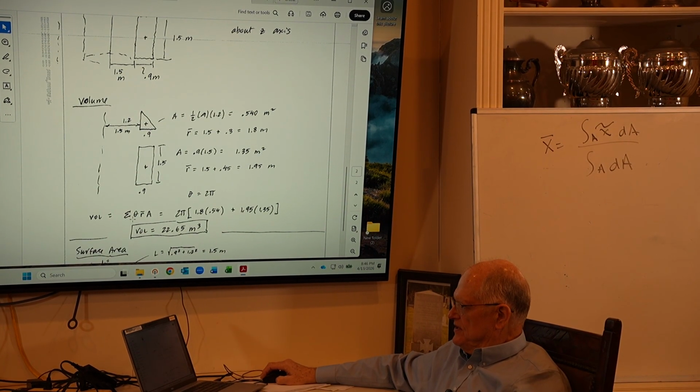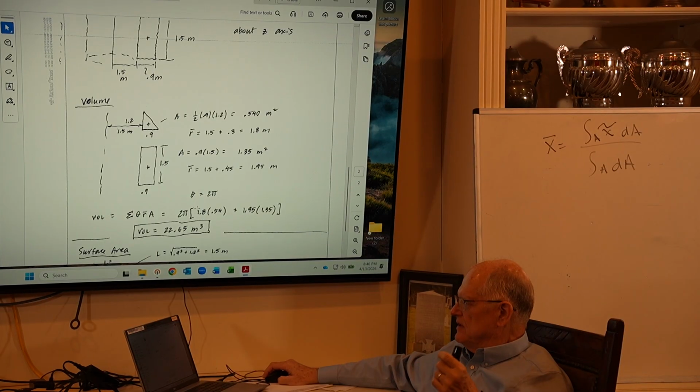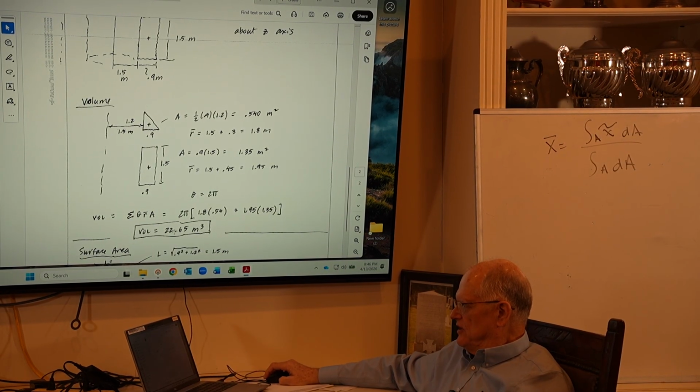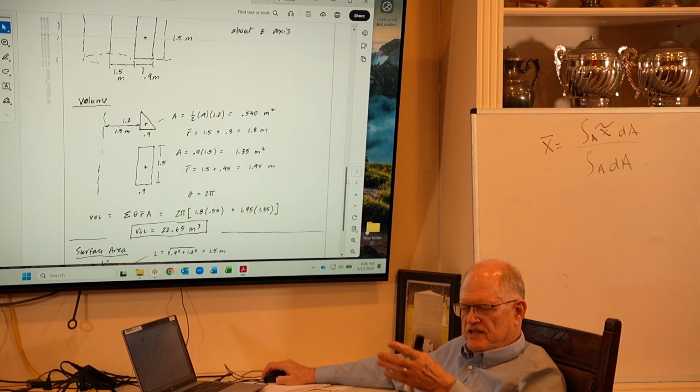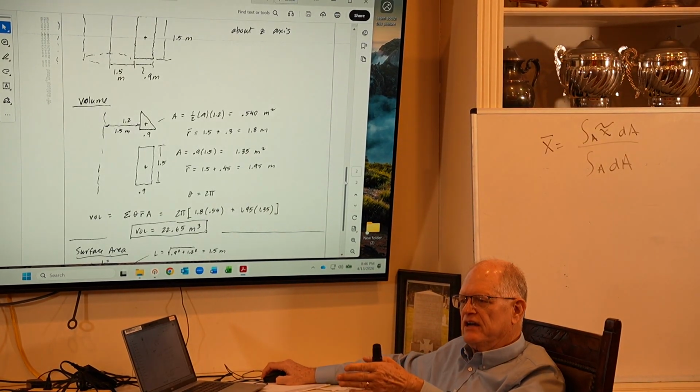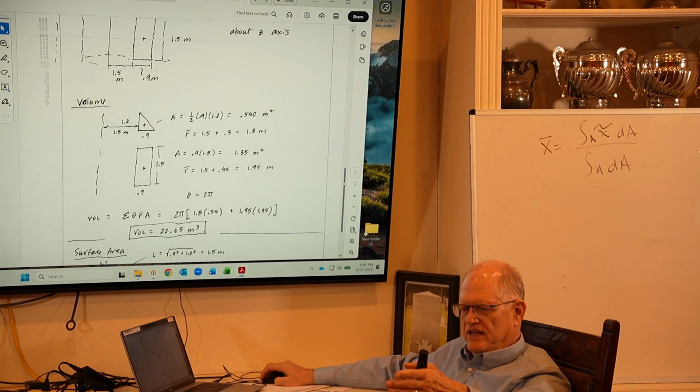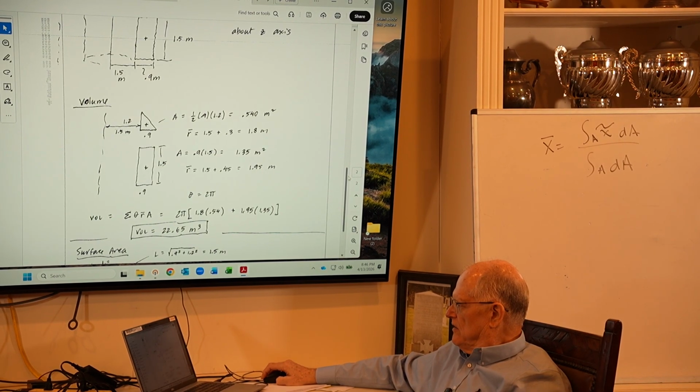And finally, the volume is 2 pi times the sum of r bar times the areas, and you get the volume. Questions on that? So pay attention: does the axis of rotation touch my area, or is there some distance between the axis and my area? Let's look at surface area.